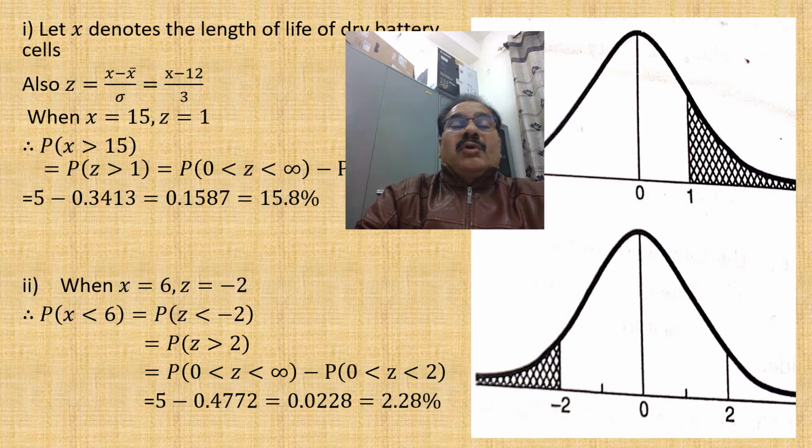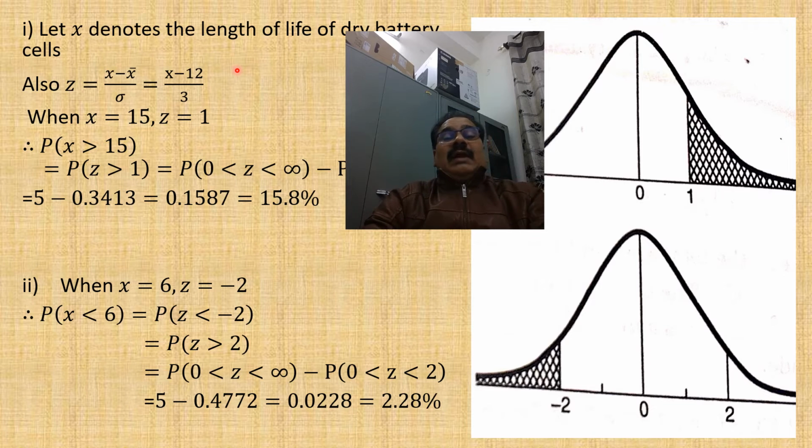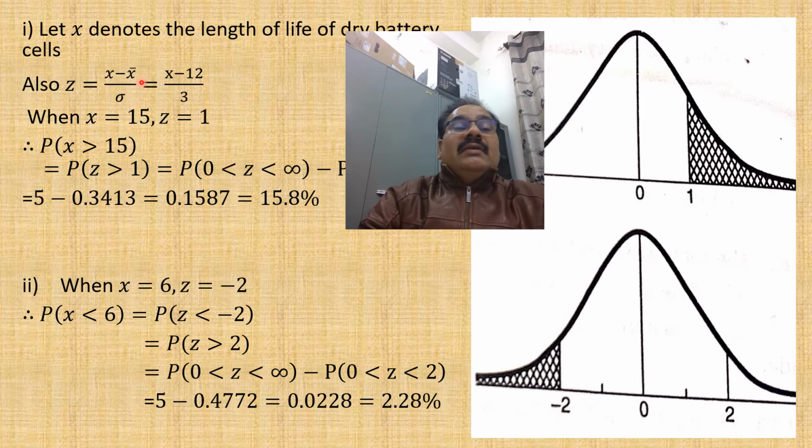So, the battery life problem is realistic. You can assume, let X denote the length of life of a dry battery cell, then Z you may calculate as (x minus x bar) by sigma, that is (x minus 12) by 3, as given in the problem. When x is equal to 15, z is equal to 1, so x is greater than 15 means z is greater than 1, so z is lying between 0 to infinity minus z is lying between 0 to 1. In this case you can calculate, and the value will be 0.1587.